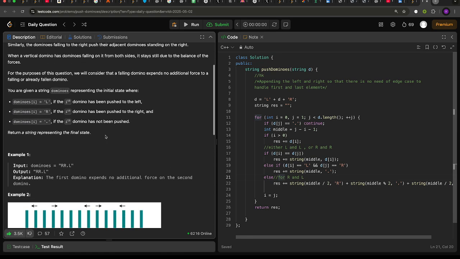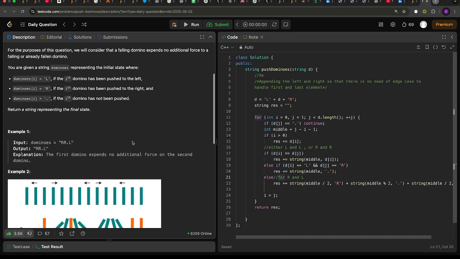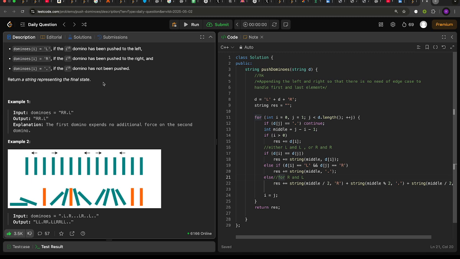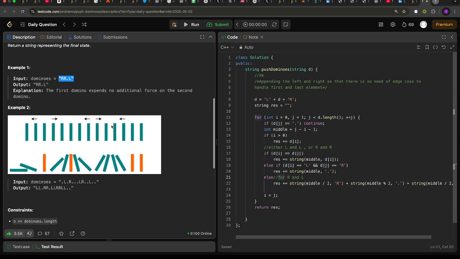Then L denotes that the domino is falling toward the left, R denotes that the domino is falling toward the right, and dot denotes that it is not pushed. Okay, so we have to return the final state. So we are given input like this, and we have to return the final state. What will happen if we push the dominoes like this?